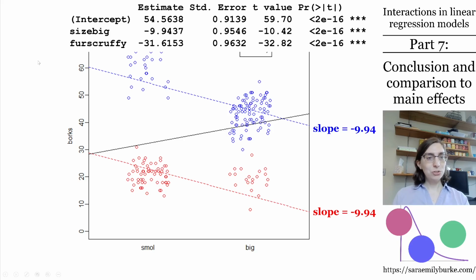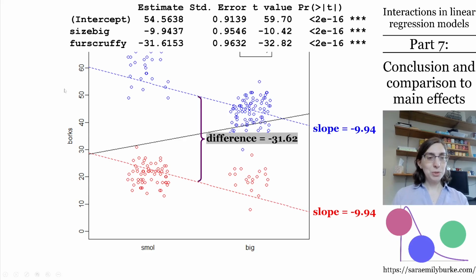It's the relationship between size and borks adjusting for the fur type, but it doesn't pass directly through the means of any of these clusters because it is constrained so that it's a single slope at a single angle, and the two of them drawn on the screen can just be a certain distance apart. So we had to compromise and make it fit as best we could, even under the constraint that it had to be a single straight line.